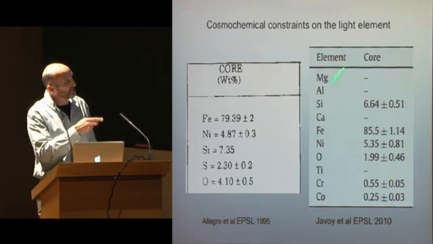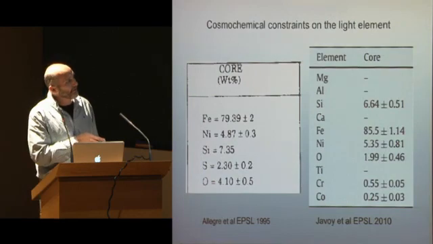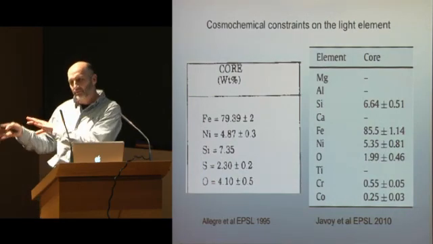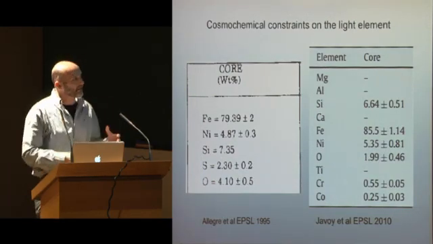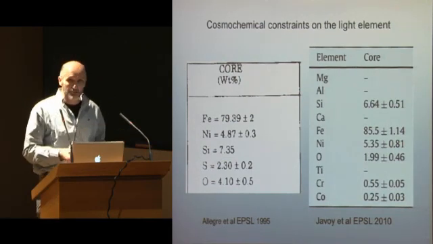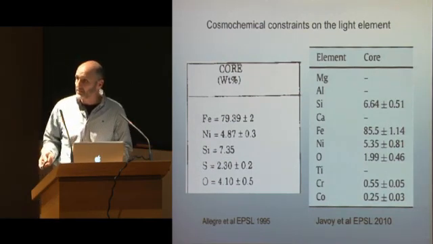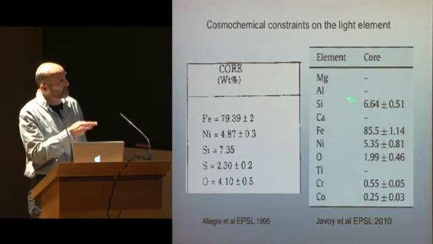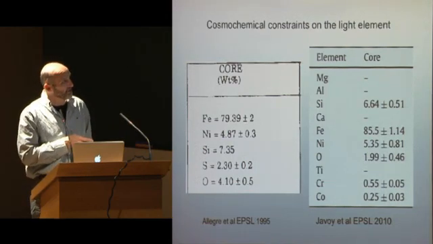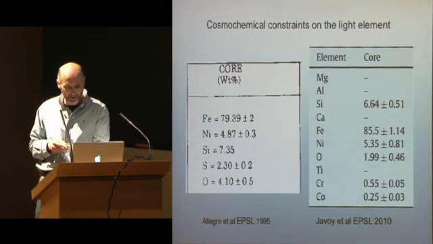And here's another recent estimate for the core based on an entirely different bulk Earth model, a model in which the Earth condensed primarily from enstatite chondrites. Okay, and again, you see that there's around 7% silica in the core, so that seems to be a recurring theme.